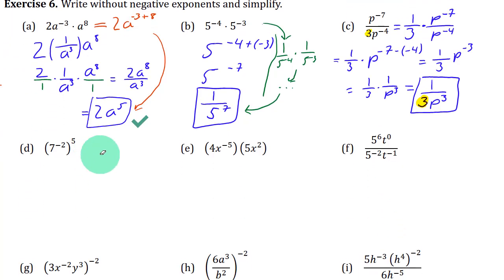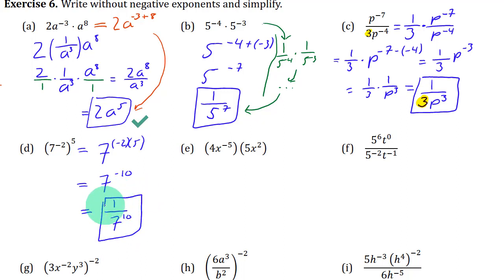So let's look at this one. We got 7 to the -2, and then that to the power 5. So if you have a power to a power, you can multiply those powers. So that would become 7 to the -2 times 5. -2 times 5 is -10. If you want to write that without a negative exponent, the -10 exponent means 1 over 7 to the 10th power. So that's that.